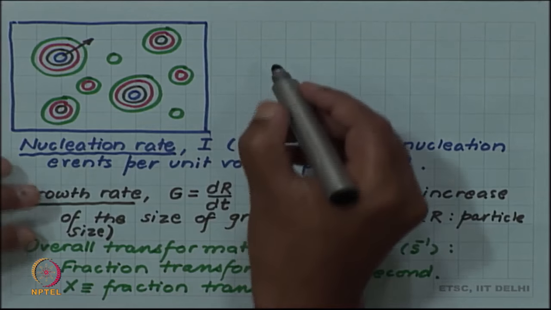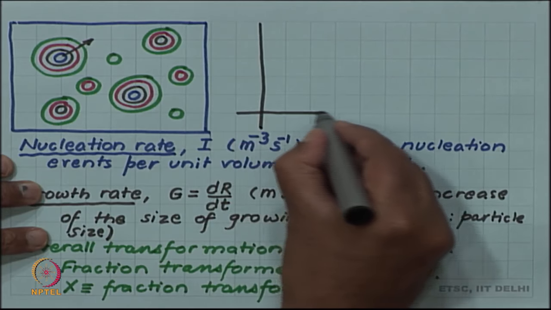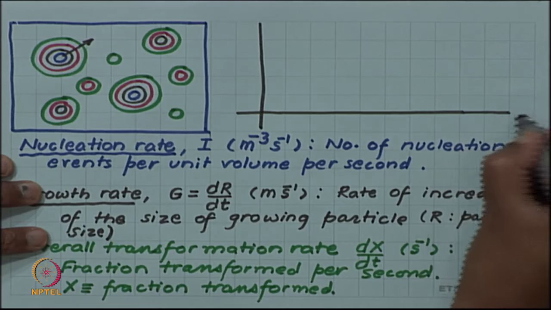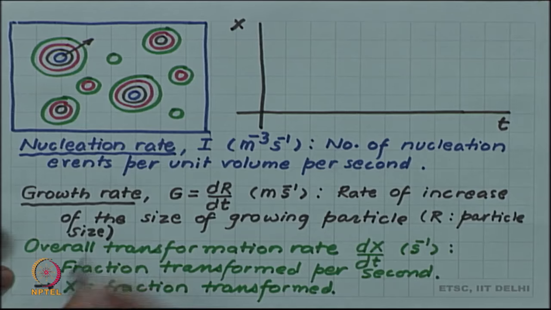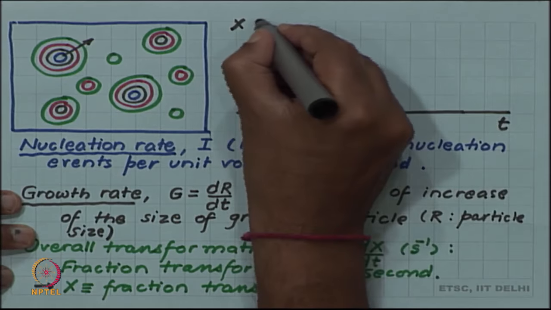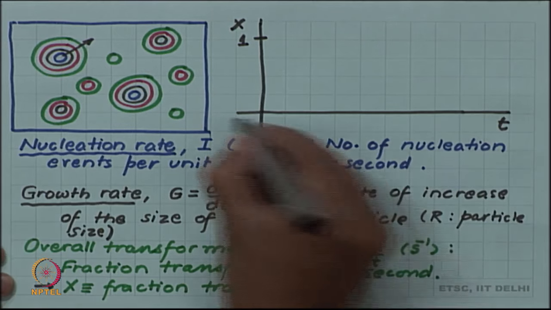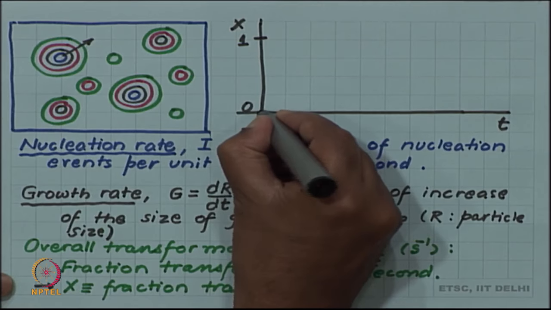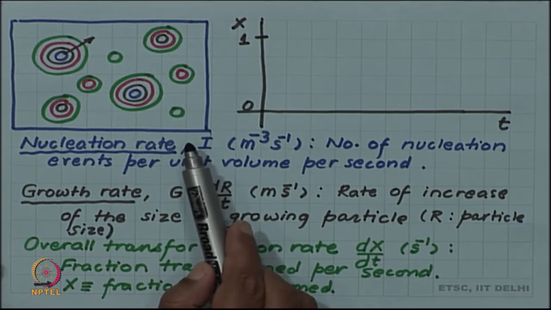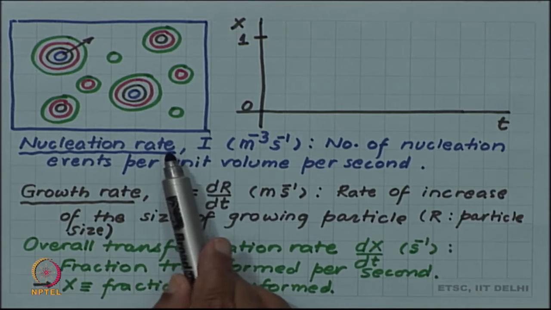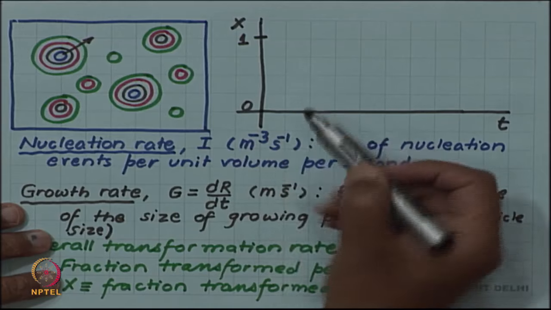So, if we now show these quantities as a function of time, let us say x axis is time and y axis is the fraction transformed x. As you can see, the fraction transformed can take a maximum value of 1, which means transformation is complete, 100% transformation has happened, and the minimum value will be 0 at the beginning. Initially, since nucleation has to happen and there are no nuclei, there will be a 0 overall transformation rate, and 0 transformation has happened.